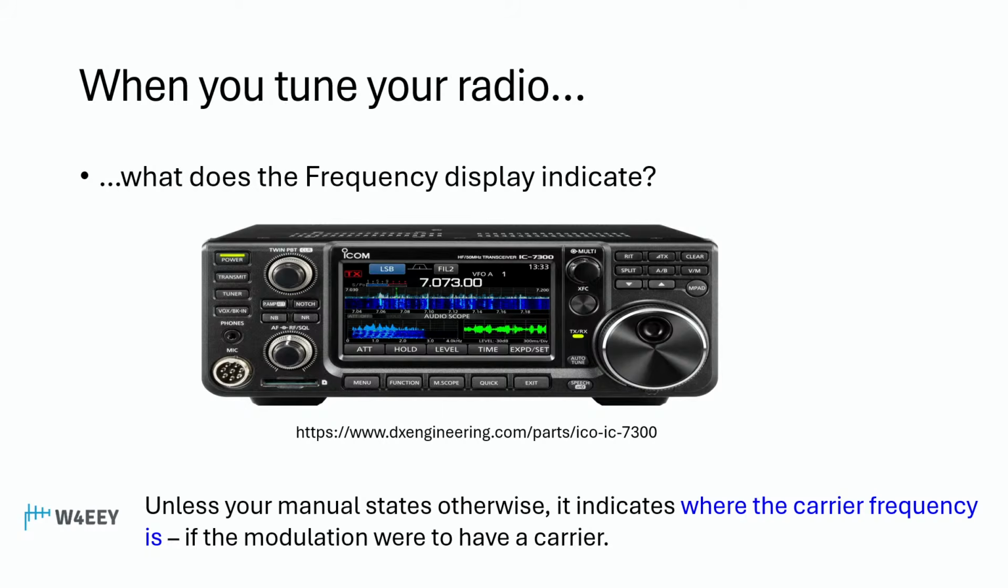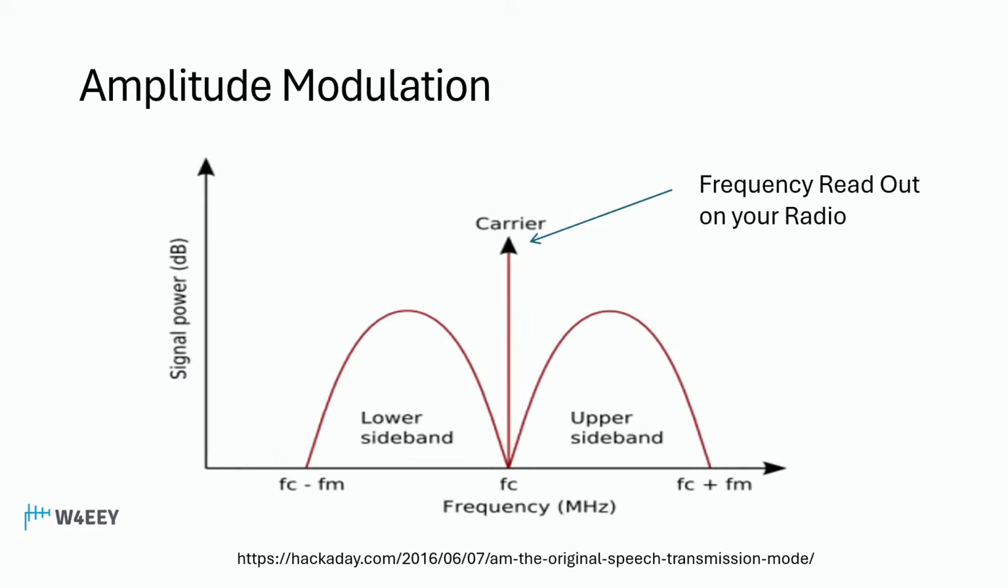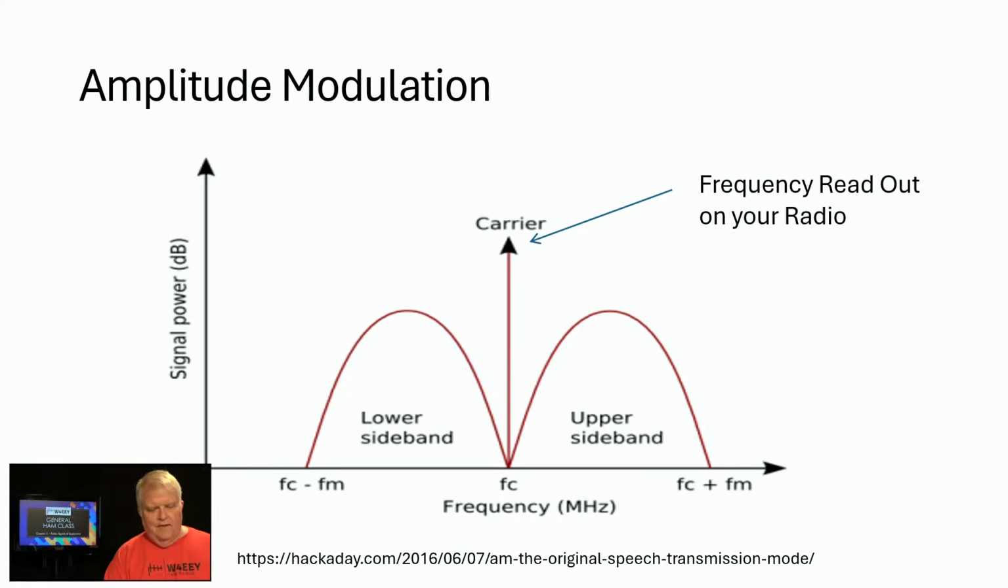Read down at the bottom. Unless your manual states otherwise, it indicates where a carrier frequency would be if the modulation were to have a carrier. Oh, what are you talking about, Gary? So let's go back to our AM signal, for example. The radio frequency that's going to be indicated on the dial of the radio is this frequency right here. If we were transmitting an AM signal, it would have a lower sideband and an upper sideband. But this is what the dial or the digital readout is going to be indicating.